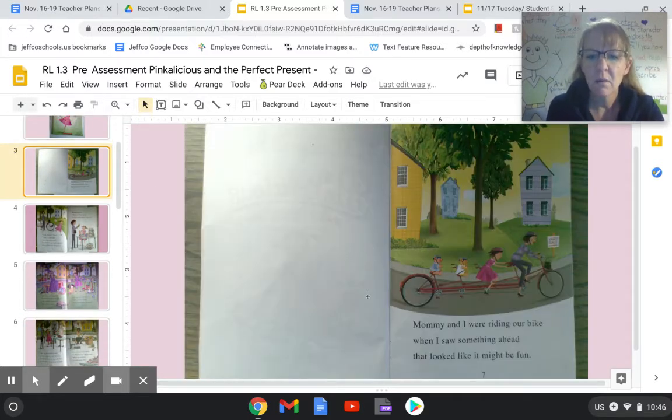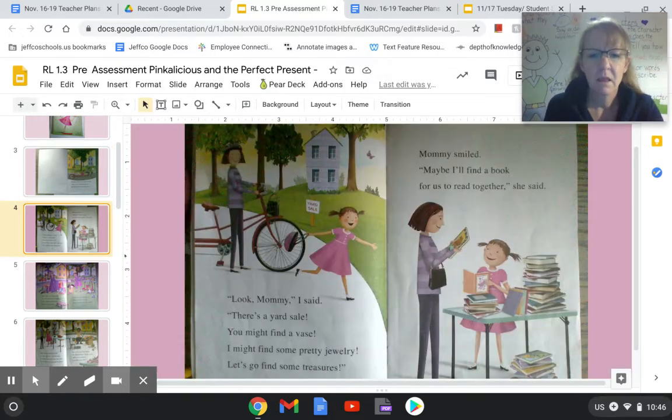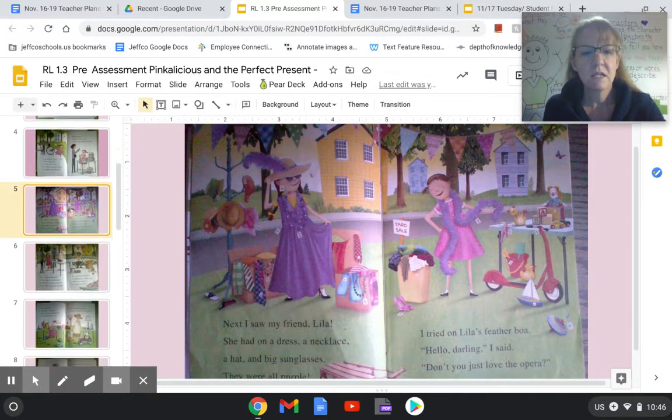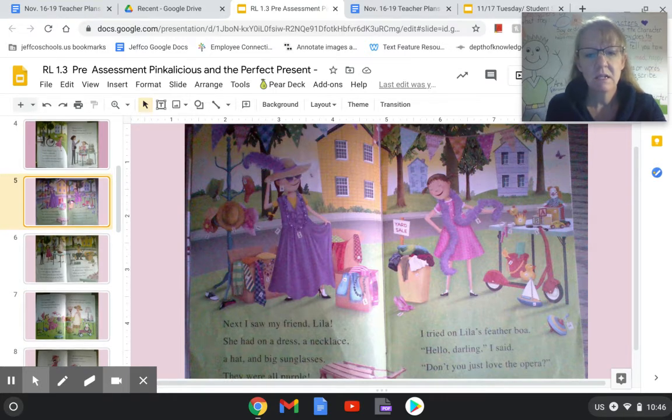Mommy and I were riding our bike when I saw something ahead that looked like it might be fun. Look, Mommy, I said, there is a yard sale. You might find a vase. I might find some pretty jewelry. Let's go find some treasures. Mommy smiled. Maybe I'll find a book for us to read together, she said. Next, I saw my friend Lila. She had on a dress, a necklace, a hat, and big sunglasses. They were all purple. I tried on Lila's feather boa.